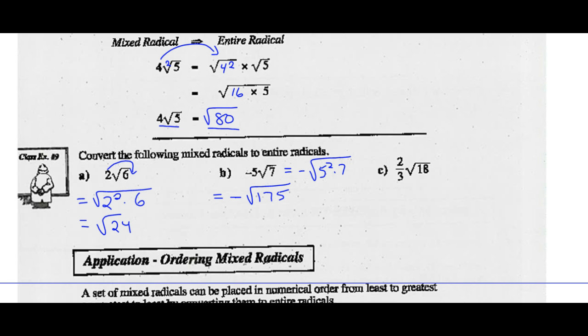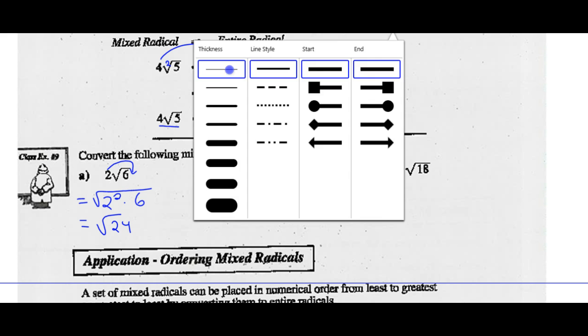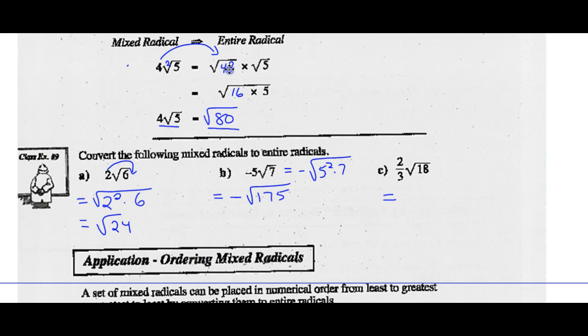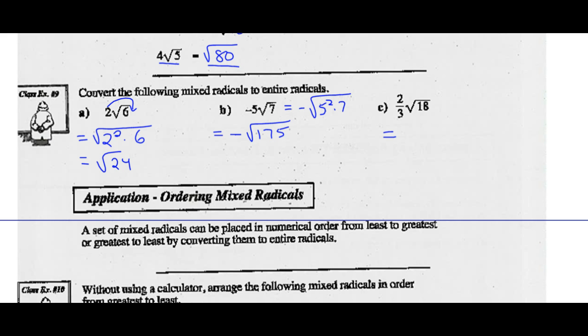All right? And if we look at part C, to make this into an entire radical, we're going to keep the radical 18 there. We're going to multiply it by 2/3 all squared. So if we're really good with fractions like I know we are, 2 squared is 4 and 3 squared is 9. Multiply that by 18. So you can go 4 times 18 divided by 9, or you can say 18 divided by 9, which is 2, and 2 times 4 is 8. So C would also be written as radical 8.